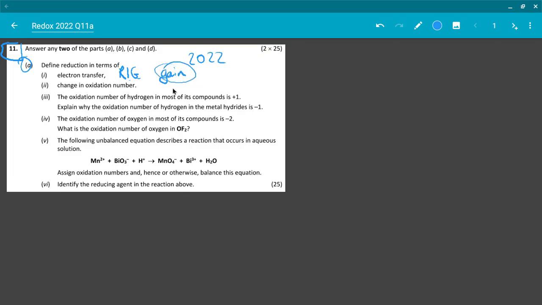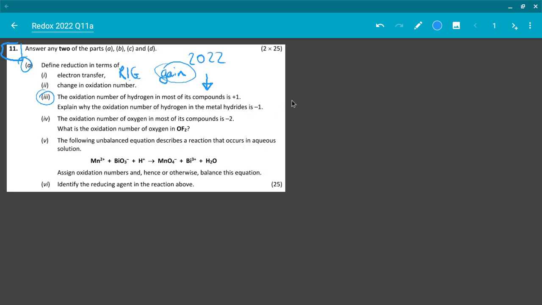Change in oxidation number. If electrons are gained, then the oxidation number will decrease. So the oxidation number decreases when reduction occurs. Part 3, the oxidation number of hydrogen in most of its compounds is +1. Explain why the oxidation number of hydrogen in metal hydrides is -1.